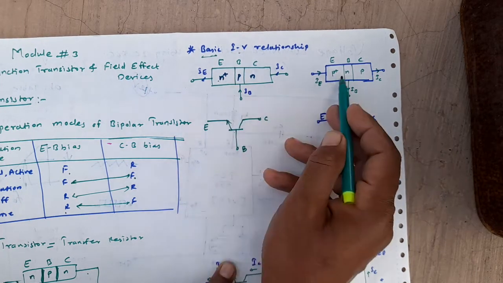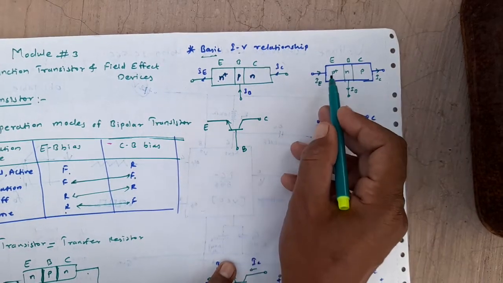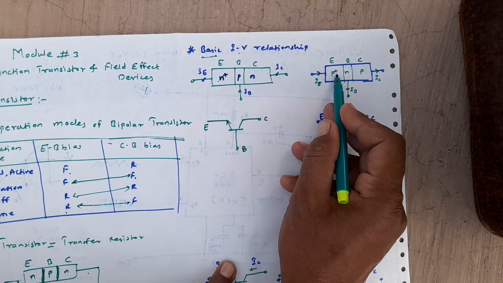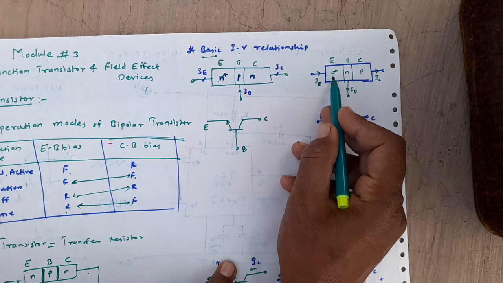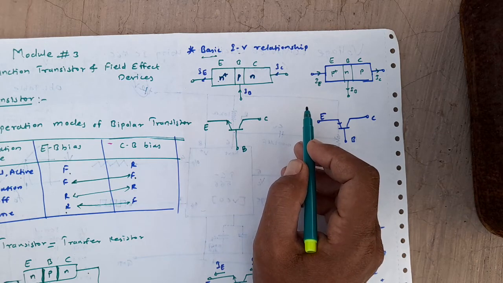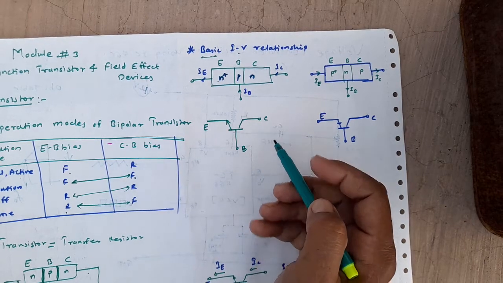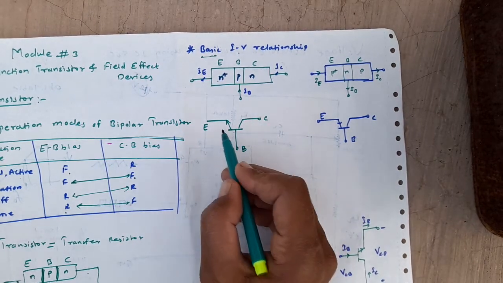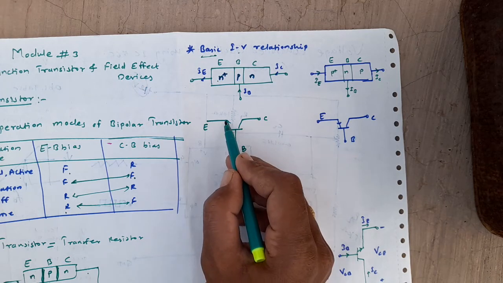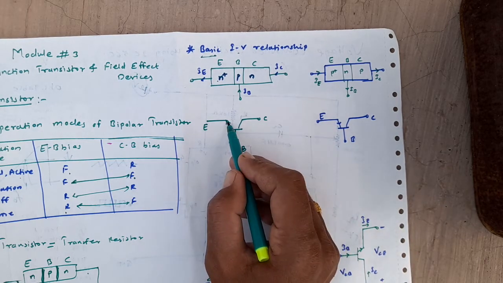So the P plus or the N plus indicates that it is heavily doped, meaning more charges are doped inside it. Now if you look at the symbolic representation of the transistor, we have this representation, and the arrow indicates the current direction towards the emitter. So this arrow indicates where the emitter is.